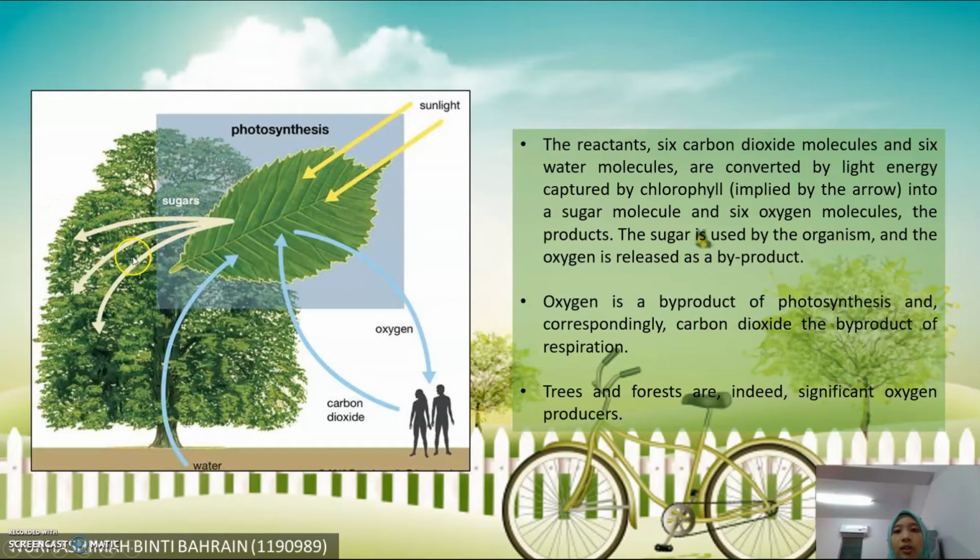And the products: the sugar will be used by the organism and the oxygen is released as a byproduct, which then will be used by humans or other living beings. Oxygen is the byproduct of photosynthesis and correspondingly carbon dioxide is the byproduct of respiration. We humans undergo respiration, so this is carbon dioxide, the product. Trees and forests are indeed our significant oxygen producers. So that's all from me. Thank you.